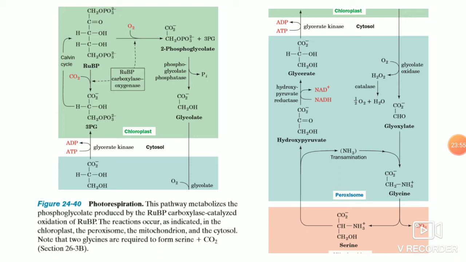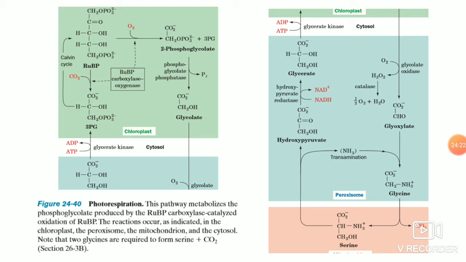So at times this glyoxylate is further oxidized to oxalate by the enzyme glycolate oxidase. The remainder is converted to glycine in a transamination reaction and exported to mitochondria.